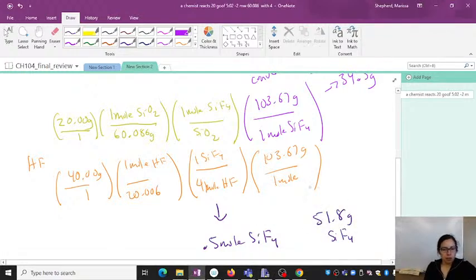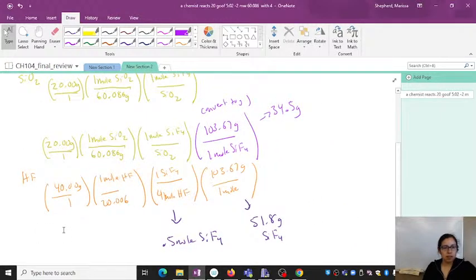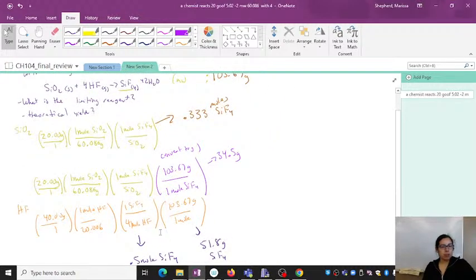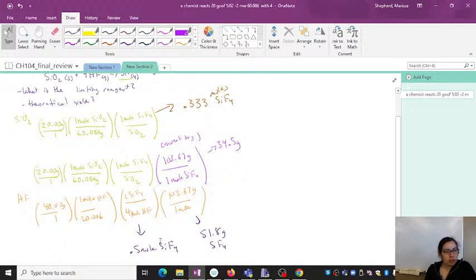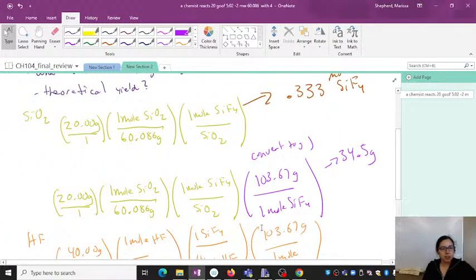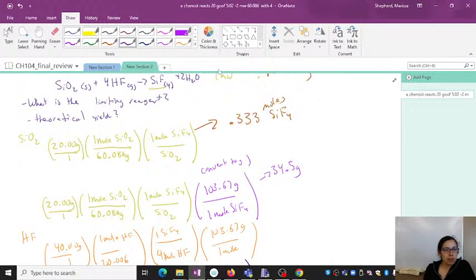And so either way you went, which one's our limiting reagent? Silicon dioxide, exactly. There was less of it, so that is the one that's going to stop the reaction. And if you had left it in moles, you could, of course, go ahead and multiply by your molecular weight to give you your grams for your answer here.